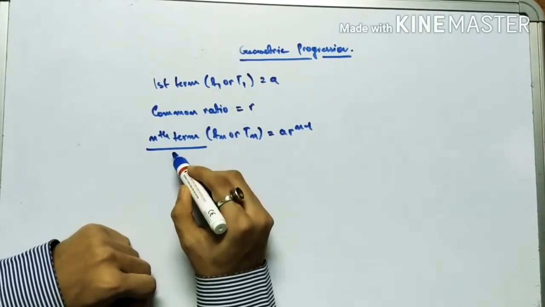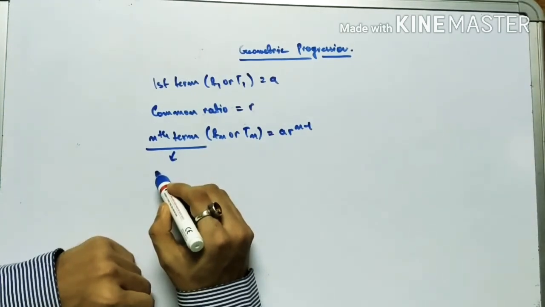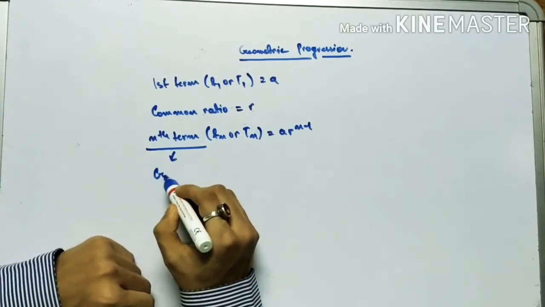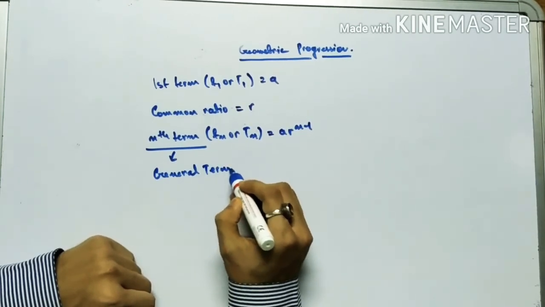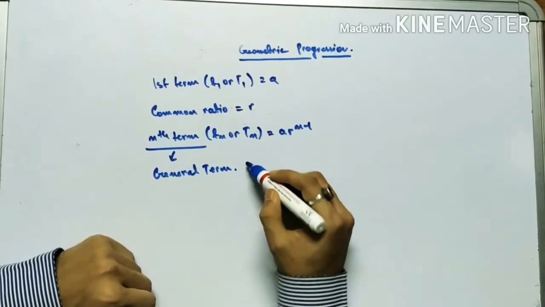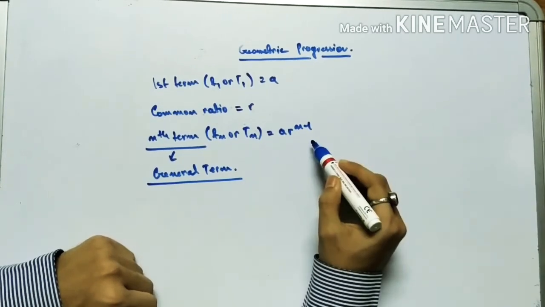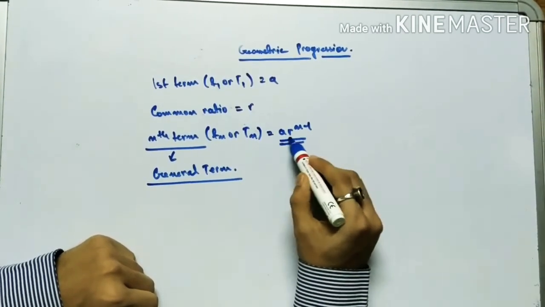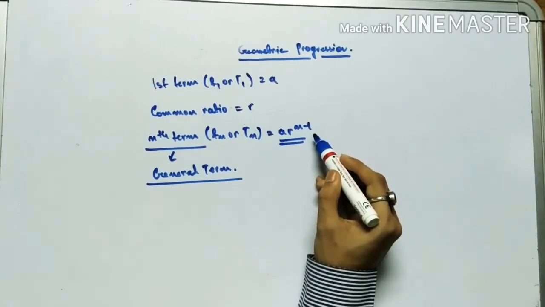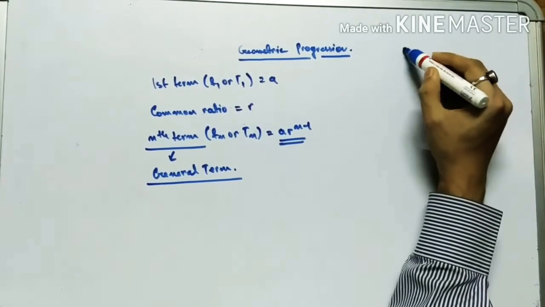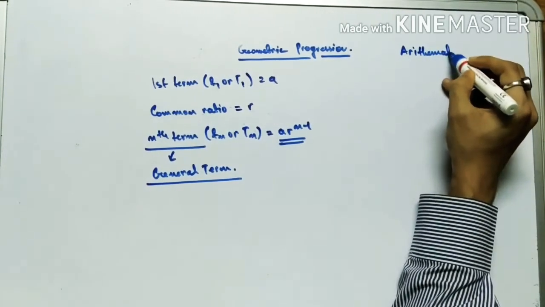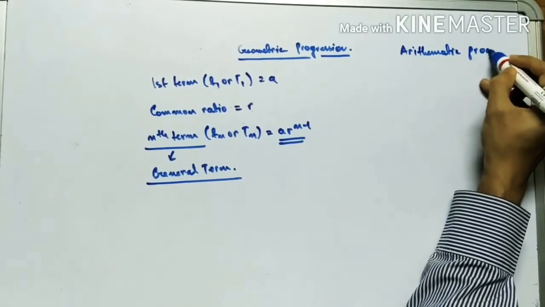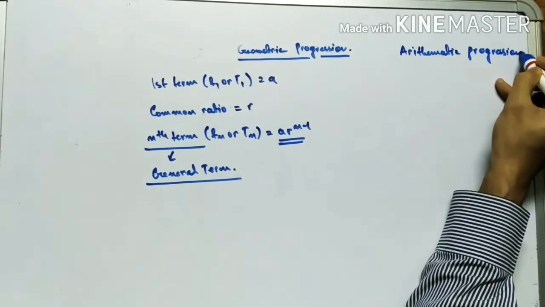The nth term of a GP is also called the general term. The nth term, or the general term, of a GP is given by A R to the power n minus 1. So you see the differences between geometric and arithmetic progression.